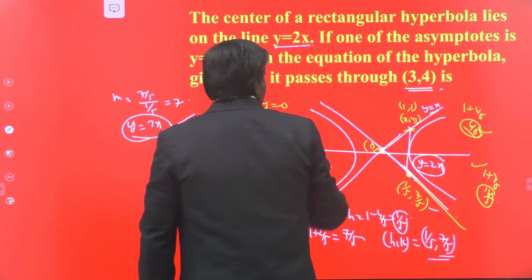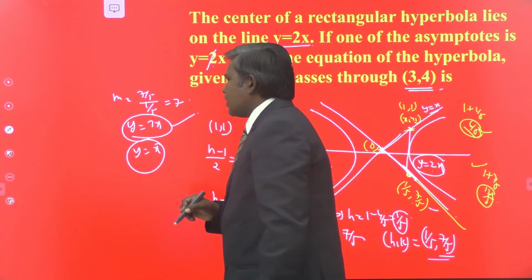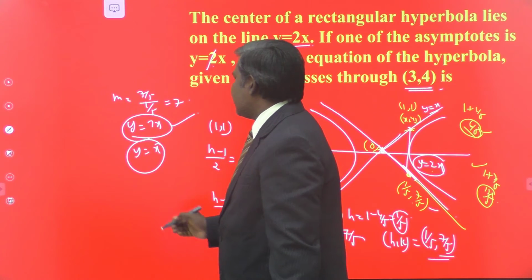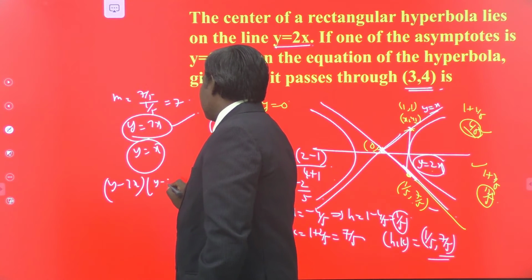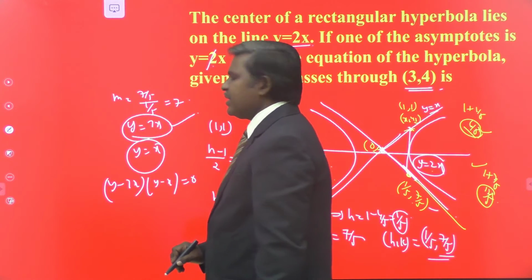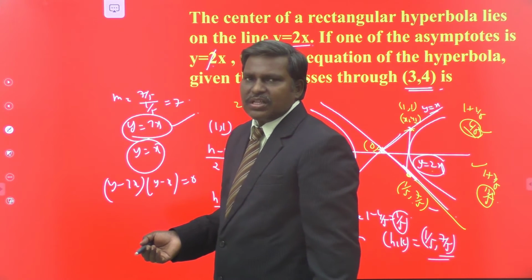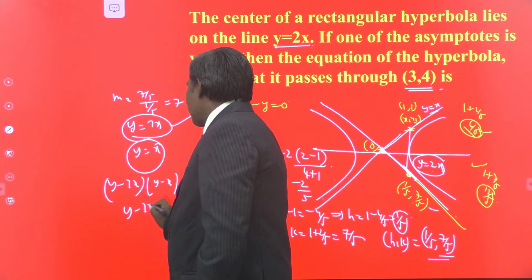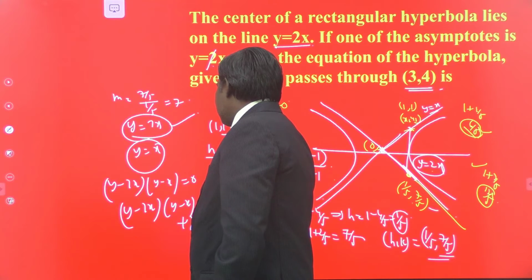So already one equation is there, y is equal to x is one asymptote, y equal to 7x is the other asymptote. From these two equations we can write their combined equation: (y minus 7x) into (y minus x) is equal to 0. Now the combined equation of asymptotes of the hyperbola and the equation of the hyperbola differ by a constant. (y minus 7x) into (y minus x) plus lambda is equal to 0.